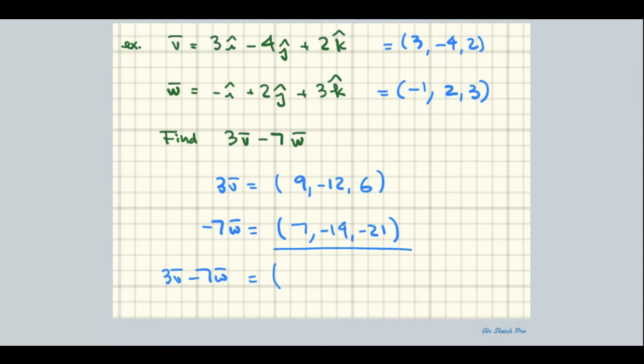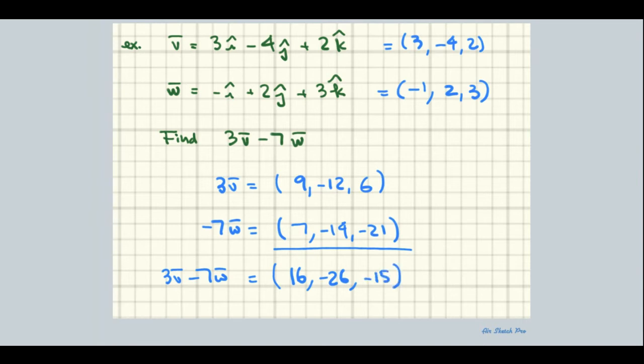Yeah, so we just add 9 and 7 to get 16. And this eliminates a lot of basic arithmetic. Even with this right there, it's so easy to get arithmetic errors. The third coordinate is going to be negative 15. 9 plus 7 is 16. Negative 12 plus negative 14 is negative 26. And 6 plus negative 21 is going to be negative 15.